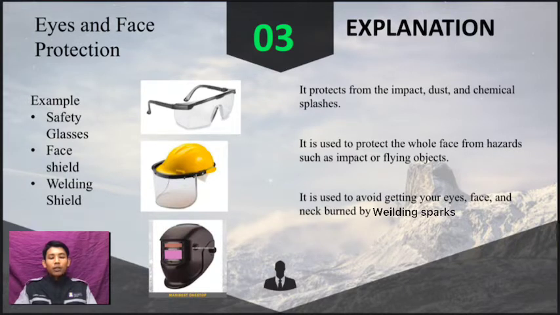The function of safety glasses is to protect from impact, dust, and chemical splashes. Next is the function of the face shield. It is used to protect the whole face from hazards such as impact or flying objects. The last but not least is the welding shield. It is used to avoid getting your eyes, face, and neck burned by welding sparks.